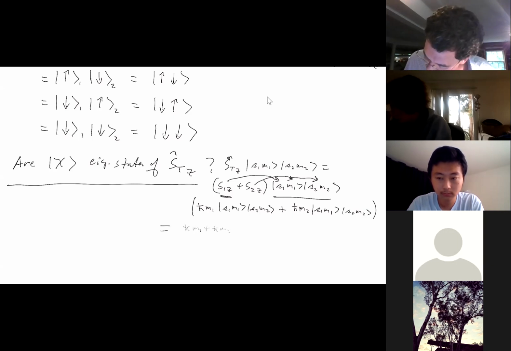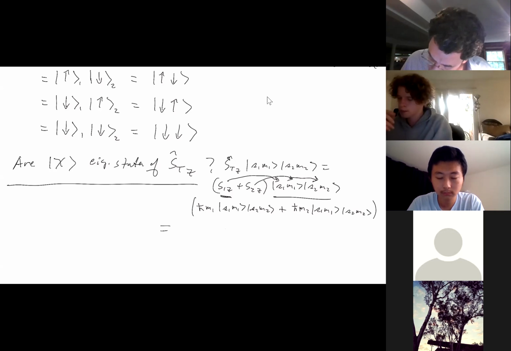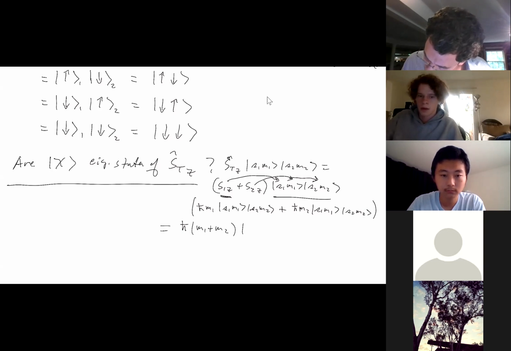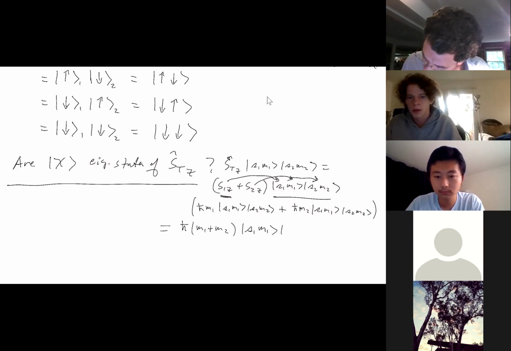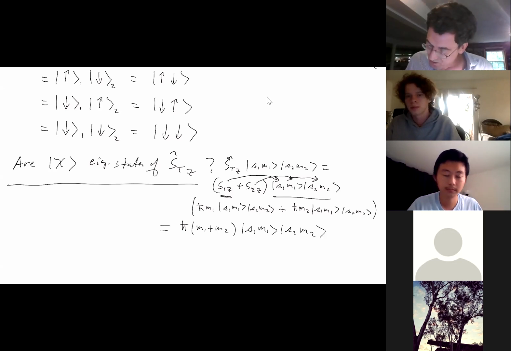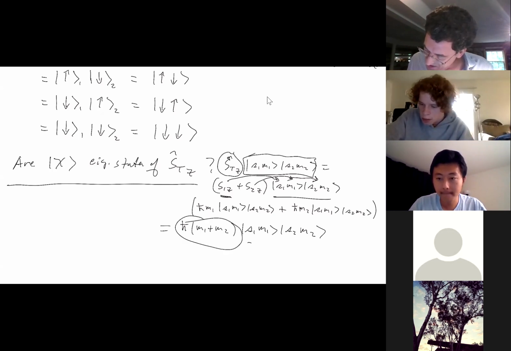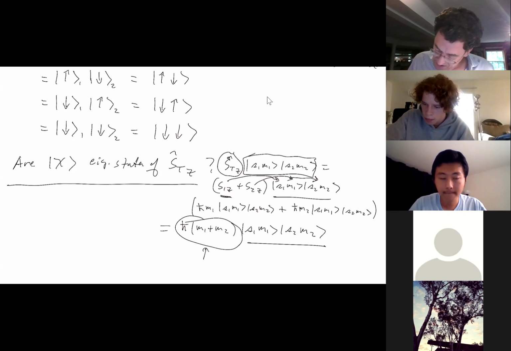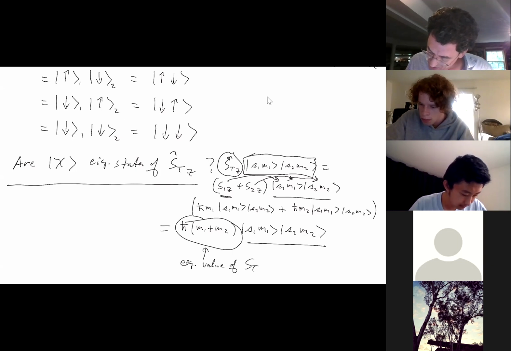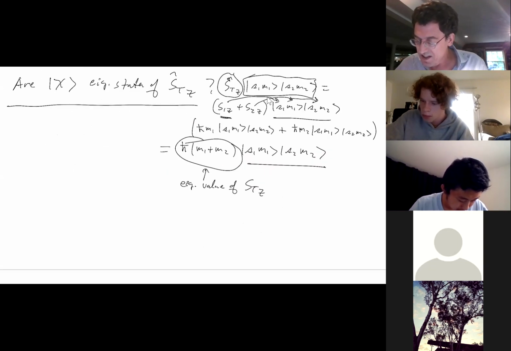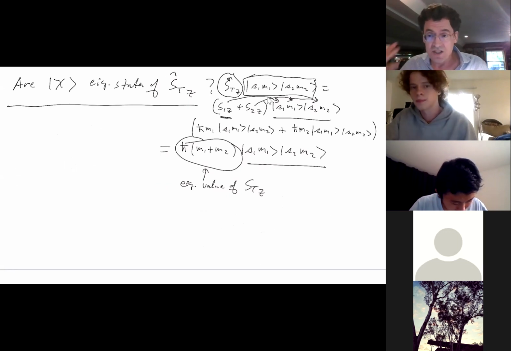actually, I'm going to skip a step, so I don't have to do it one more time. It's equal to h bar (M1 plus M2) times S1 M1 S2 M2. Yay, we just proved it. So S total z acting on the product state gives us this constant times the product state. So this then is the eigenvalue of S total z.